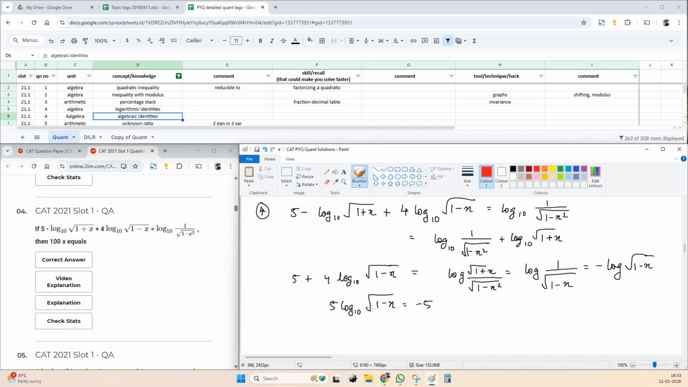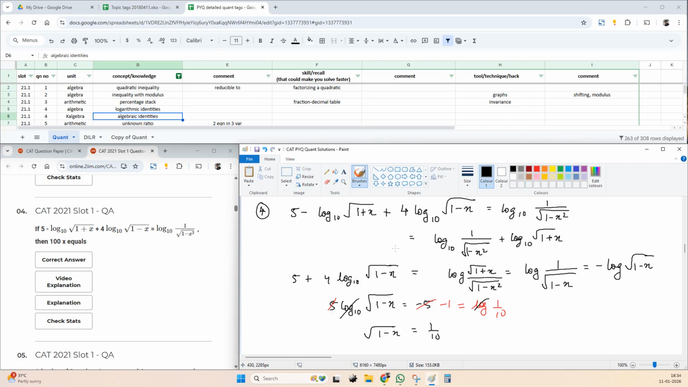You can cut the 5 from both sides. You are getting log root 1 minus x to the base 10 is minus 1. I guess you can replace this minus 1 with a log of 1 by 10. That will make it easier for us. Minus 1 is just log of 10 raised to minus 1, which is 1 by 10. At which point, I guess you can remove the logs from both sides. Taking anti-log on both sides, you will get root of 1 minus x is equal to 1 by 10.